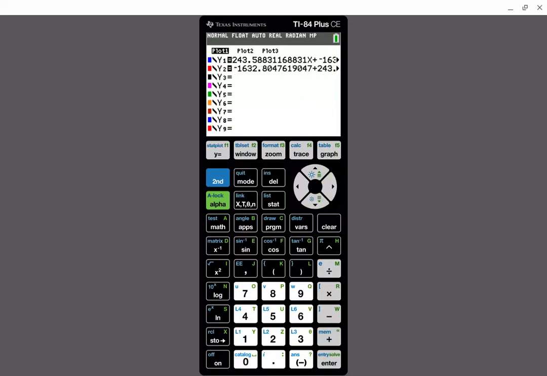So what does that tell you? That the negative 1,632.804-ish or 805-ish is the y-intercept, and it's the same numbers we have up here, right? Let's see. Do we get basically negative 1,632.805-ish? We do. And then for the slope down here, do we get 243.588-ish? We do. Okay. So yeah, it's the same thing.